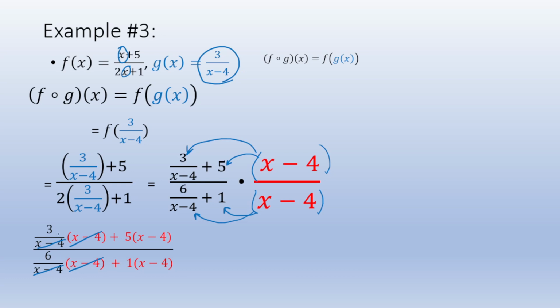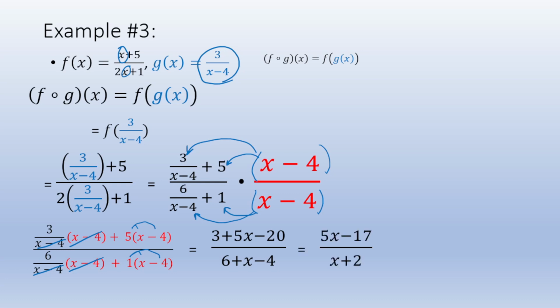So if we take this expression, 3 plus 5 times x minus 4, and we'll go ahead and distribute the 5 on top and the 1 on the bottom, that will give us the expression 3 plus 5x minus 20 over 6 plus x minus 4. Combine like terms to get our final result of 5x minus 17 over x plus 2.